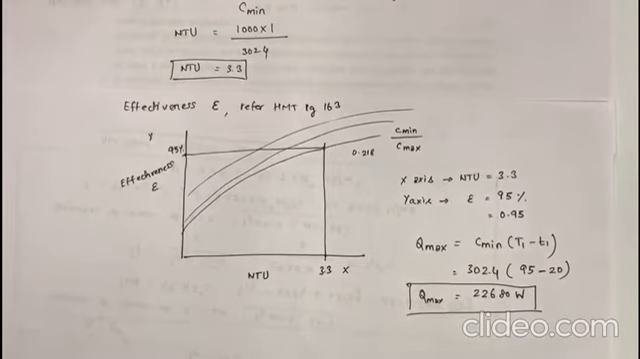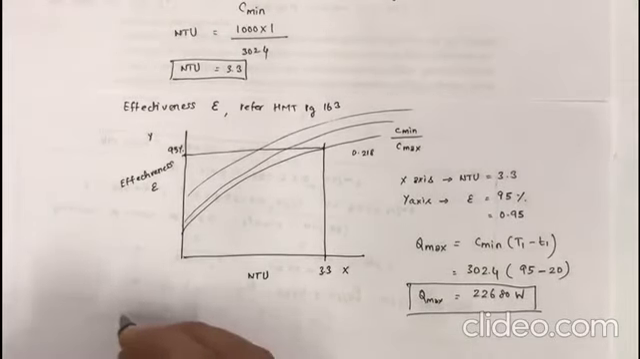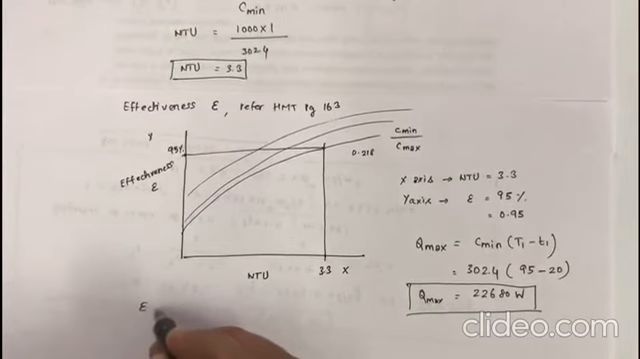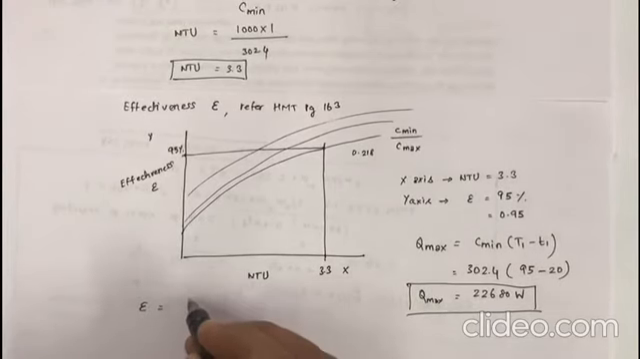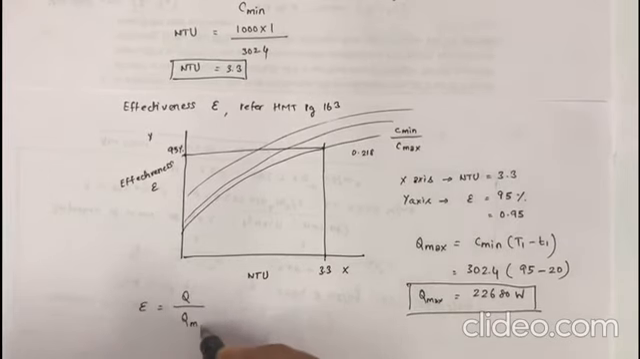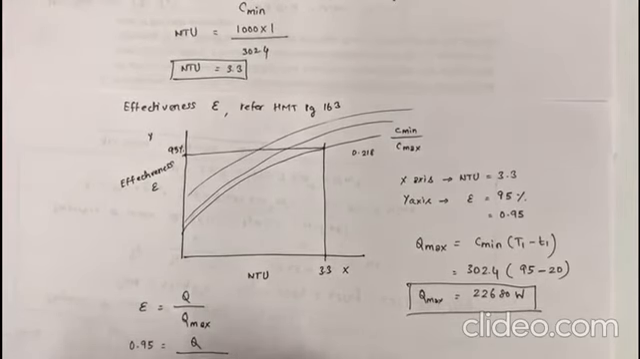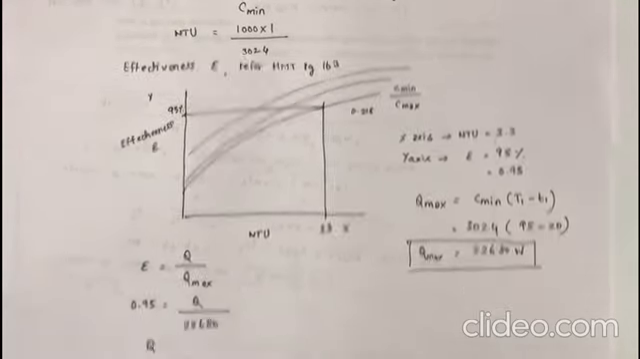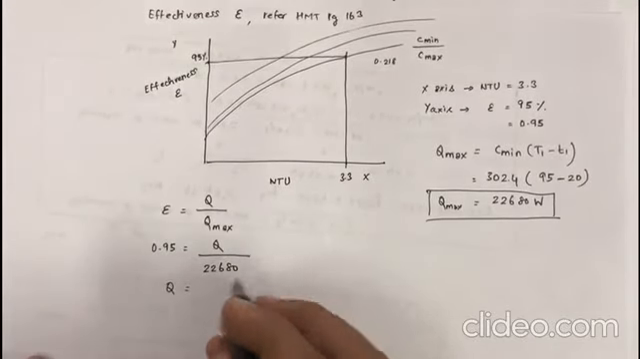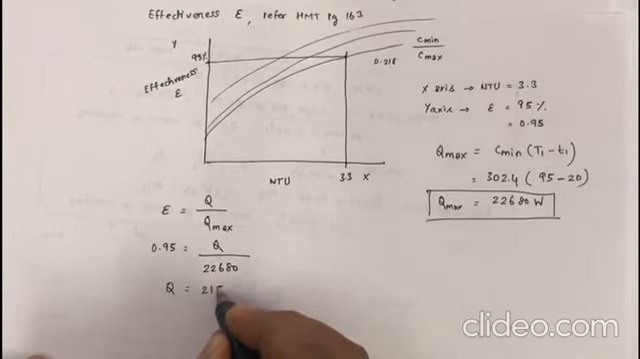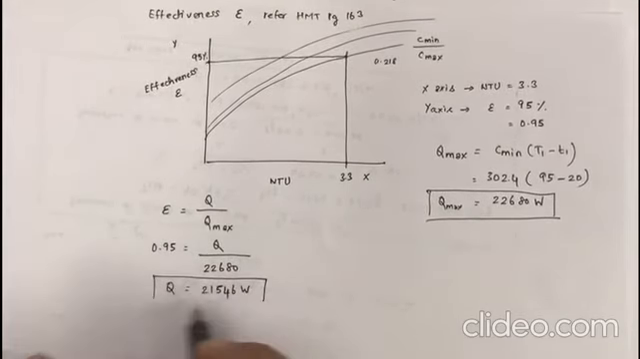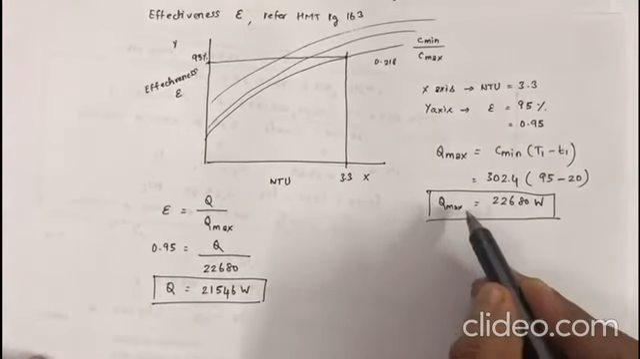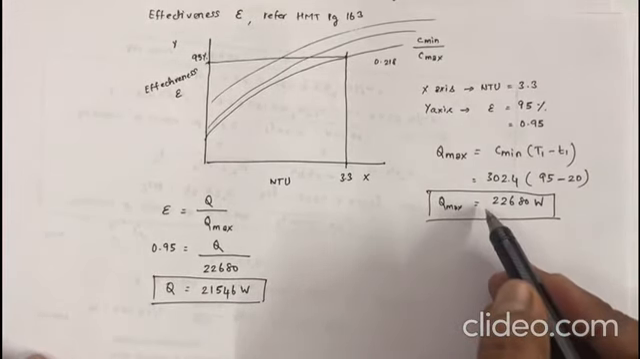So now we will find the heat transfer. You should know that the effectiveness of the heat exchanger is nothing but Q by Q max. So you have the effectiveness value, which is 0.95, and the total heat transfer by the maximum possible heat transfer, which is 22680. This gives you the total heat transfer value as 21,546 watts. So this will be the total heat transfer.